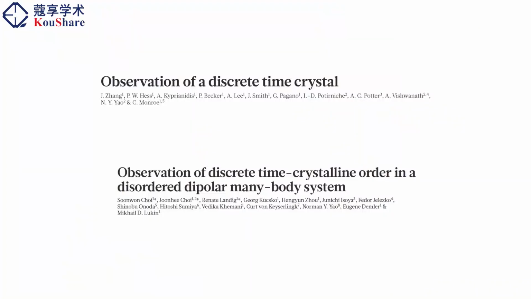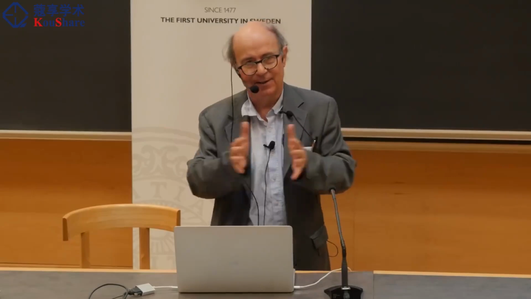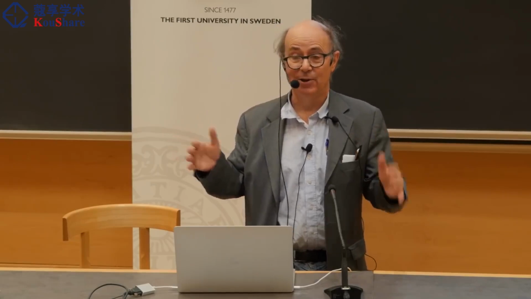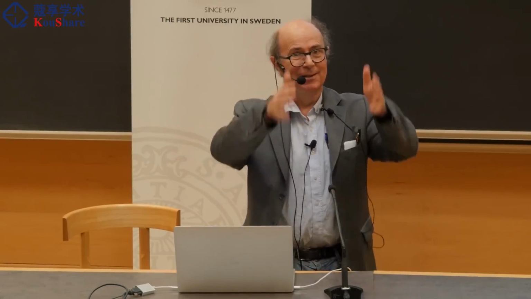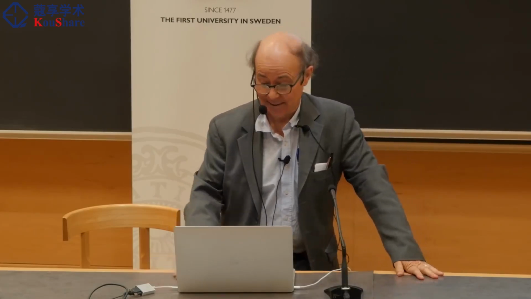Here are the two papers. They are quite different in detail, in an interesting way. The first one is a totally controlled 10-spin system. So you know exactly what the Hamiltonian is. In fact, these are separated atoms, so they really don't interact very much at all if you leave them alone. But if you shine lasers on them, bring the atoms into resonance in clever ways, you can manufacture Hamiltonians basically to order, and that's what's done in this 10-spin system.